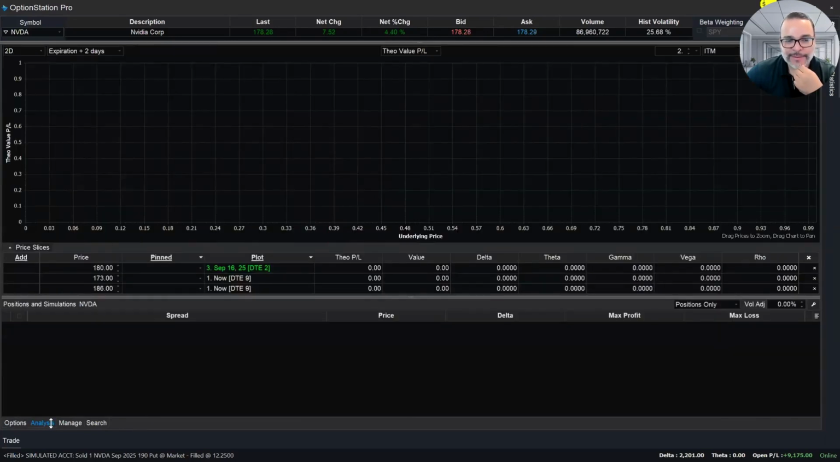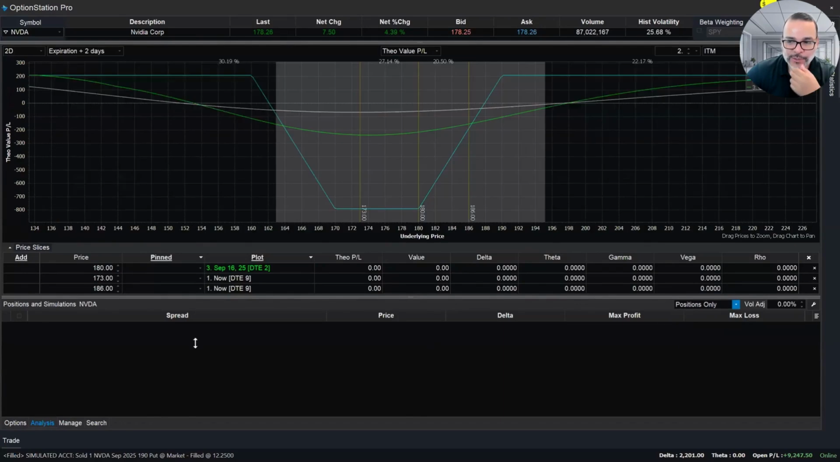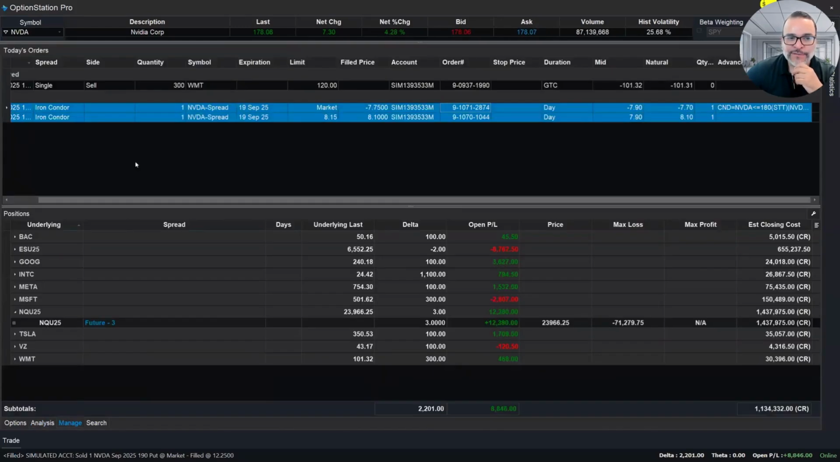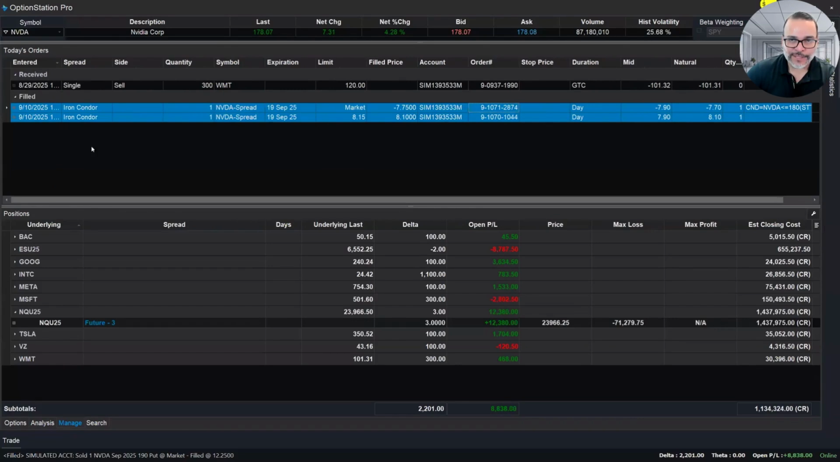In the analysis tab, remember that you can analyze positions or simulations. You can combine positions into the same graph. That's something that's useful sometimes. The manage tab just gives you a view of open orders, or any type of order, not only open orders. You also see the ones that are filled, canceled, and rejected. And over here at the bottom, of course, you get a view of all your open positions.